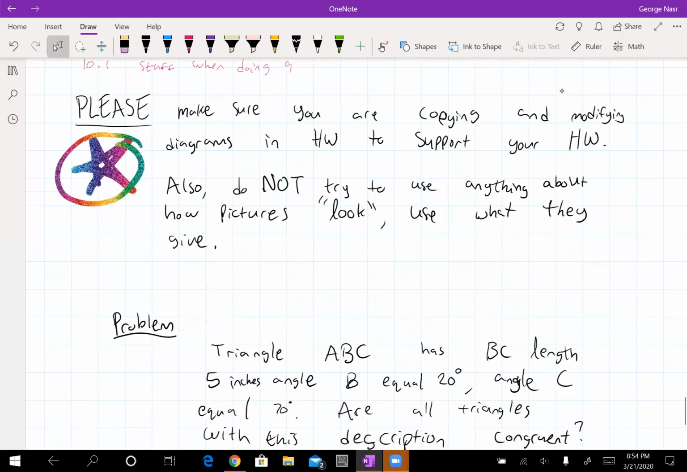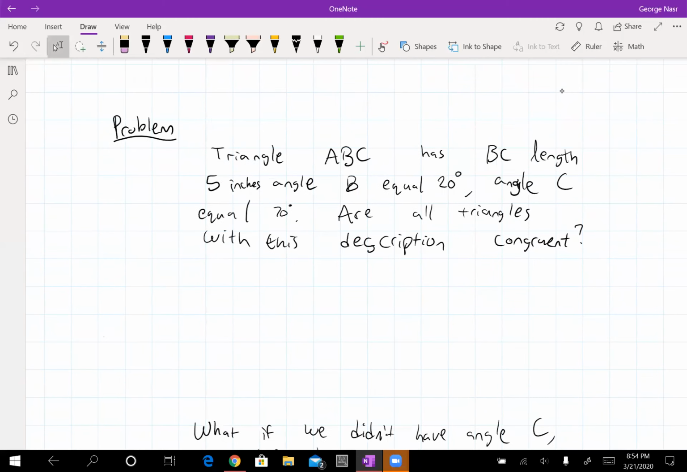Okay, let's do one final problem. Triangle ABC has side BC length 5. So let's draw a random triangle without really caring too much about it. ABC. Whoa, that's not what I mean. That's what I mean. So BC is 5 inches. Angle B is 20. Angle C is 70.